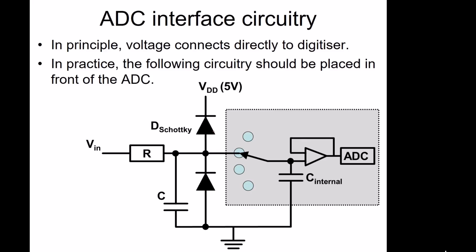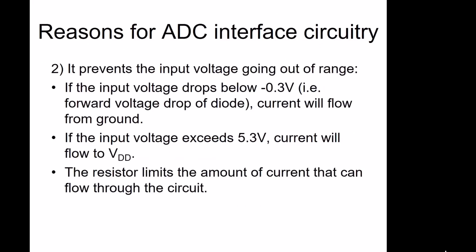You do get a voltage drop across a diode of about 0.3, so it doesn't limit it to exactly 0 to 5 volts, but thereabouts. Typically it would limit it to dropping no lower than -0.3 and no greater than 5.3. So it does protect your converter.